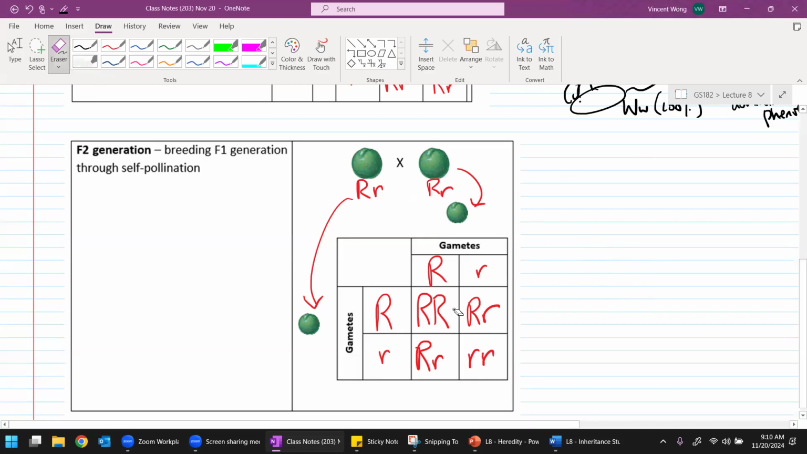Okay, so this is F2 generation, second generation from the P. And what is the genotype? What percent is big R, big R? 1/4, that's right. Okay? Or 25%, right? Big R, big R. You guys learned percent already, right? In math.